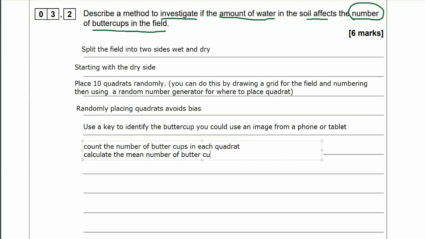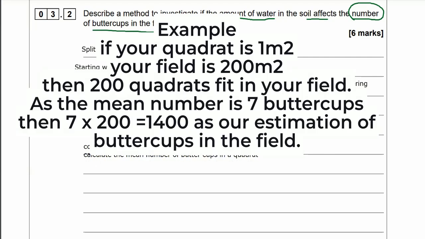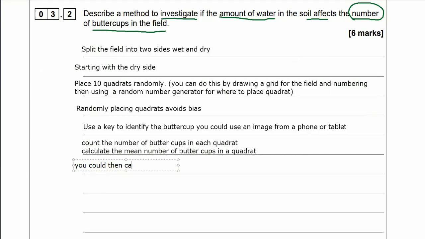Once you've added up the number of buttercups in each quadrat, calculate the mean number of buttercups for your 10 quadrats. So for example, if our quadrat is 1 meter squared and our field is 200 meters squared, then 200 quadrats fit in the field. The mean number is 7 buttercups, so 7 times 200, our estimate would be that we have 1400 buttercups in the field. This would certainly save you a lot of time rather than counting 1400 buttercups.